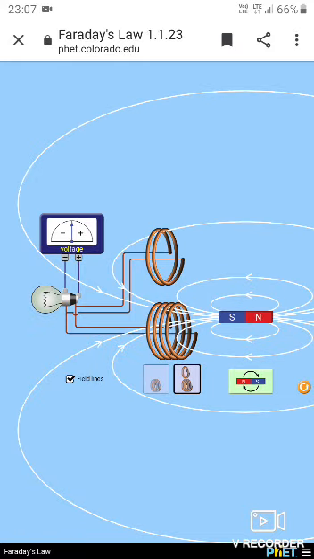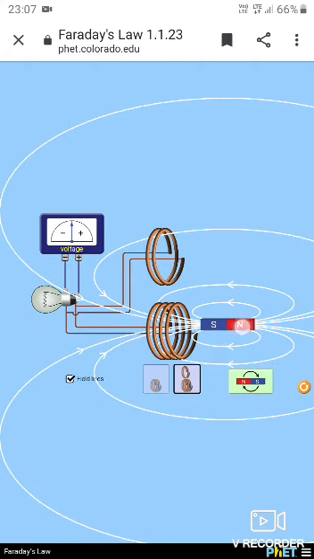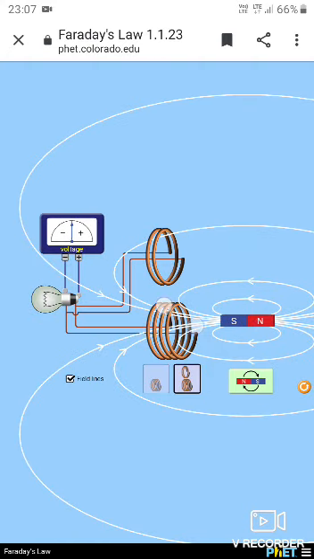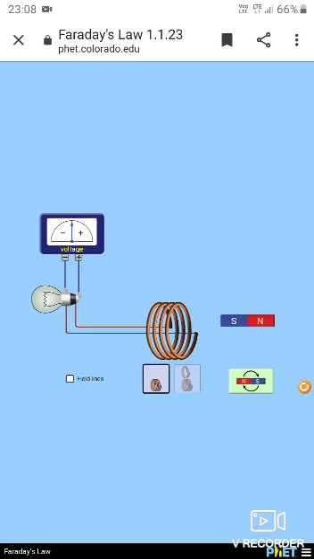At last, observing all these factors, we can define electromagnetic induction. Electromagnetic induction is nothing but a change in the magnetic field around a current carrying conductor inducing an electric current. This is electromagnetic induction, and this itself is the statement of Faraday's first law. So I hope, children, you have understood it.